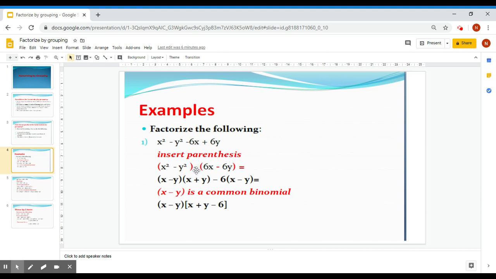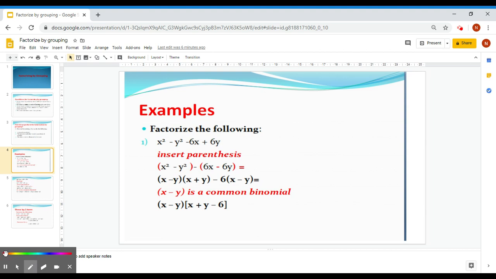And keep in mind, when we have a minus and we insert parentheses, we reverse the sign. This becomes a minus instead of a plus. So here, this is a difference of two squares, so we factorize it as such. And here we factorize the 6 outside. Now we have two terms. This is one term and this is one term.